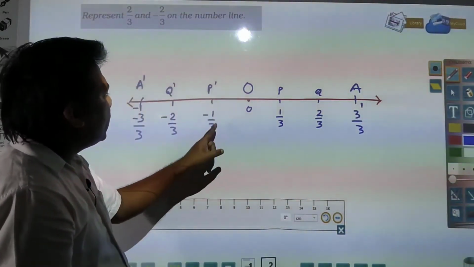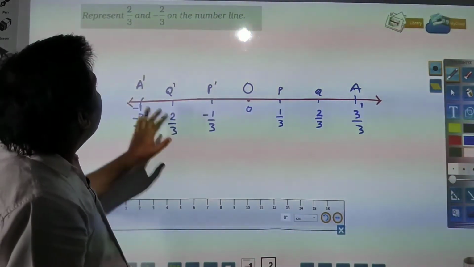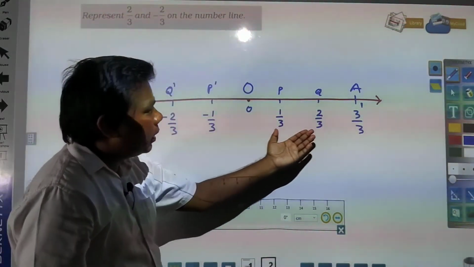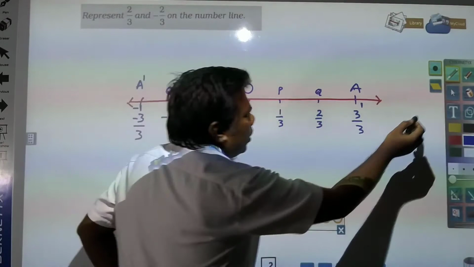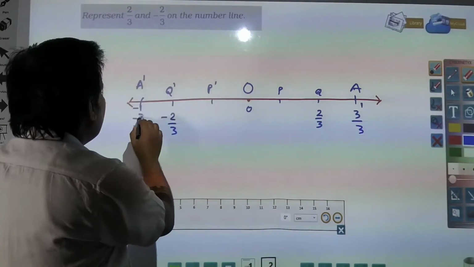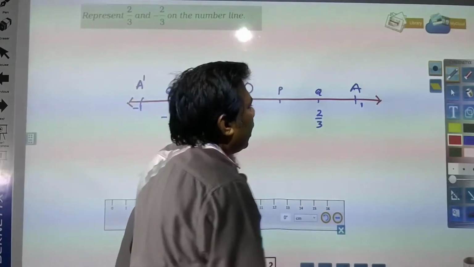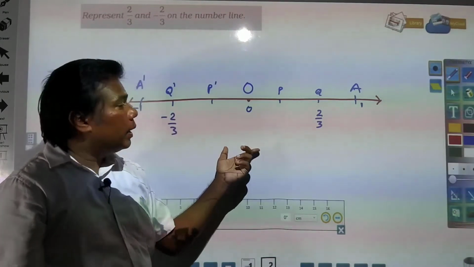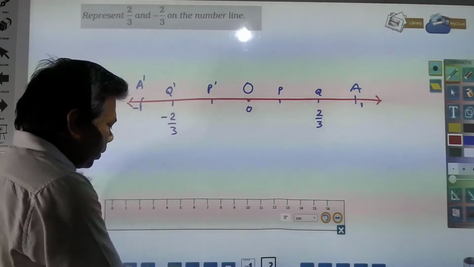In the same way P dash is representing minus 1 by 3 and Q dash is representing minus 2 by 3. But here you need to show only 2 by 3 and minus 2 by 3. To make you understand I have written all these, but you only need to write 2 by 3 and minus 2 by 3. So this is your answer. Now you have shown on the number line 2 by 3 and minus 2 by 3. In this way you need to represent rational numbers on the number line or real line.